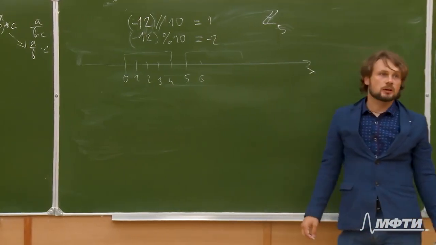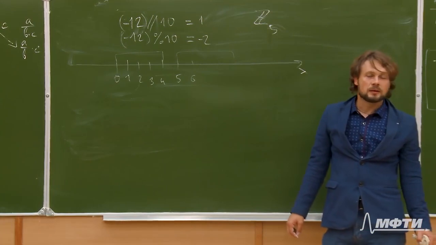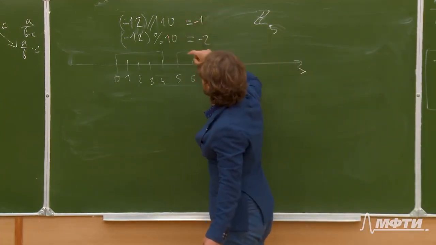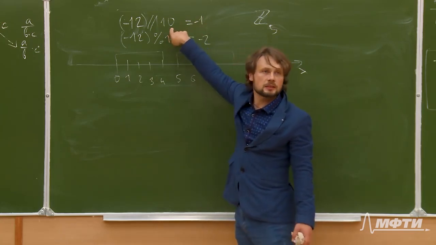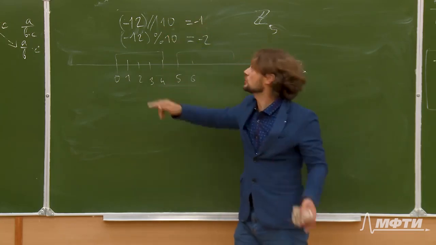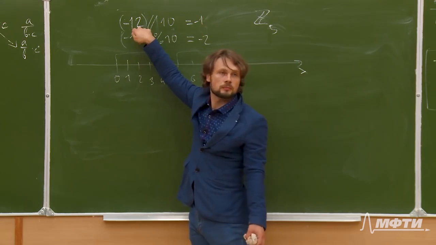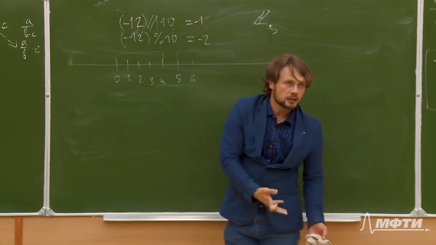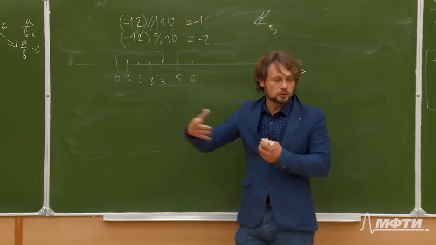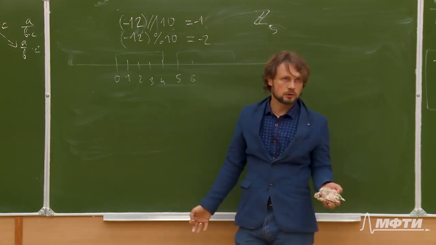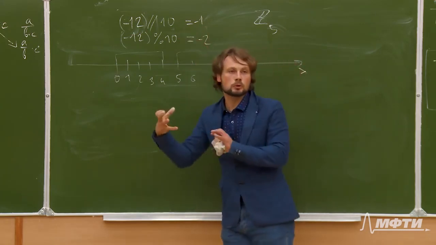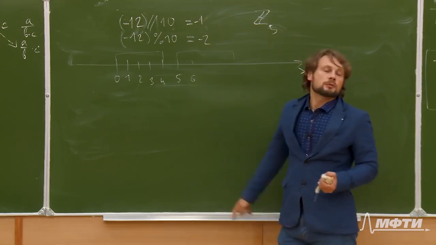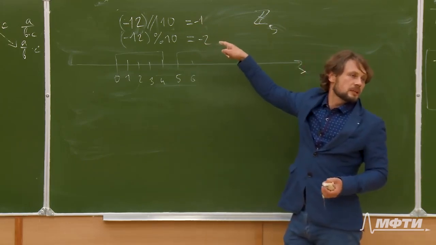Well, what about the remainder? The fact is that minus 1 multiplied by 10 plus the remainder should give the original number. That is, the quotient multiplied by the divisor plus the remainder should give the original number. Minus 1 multiplied by 10 plus minus 2 should give minus 12. Now, this is what mathematicians think is wrong.